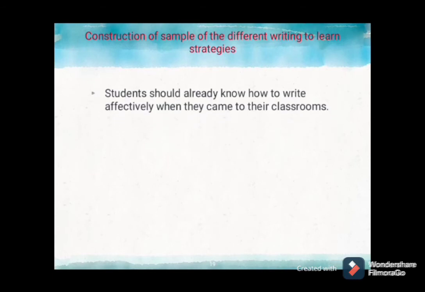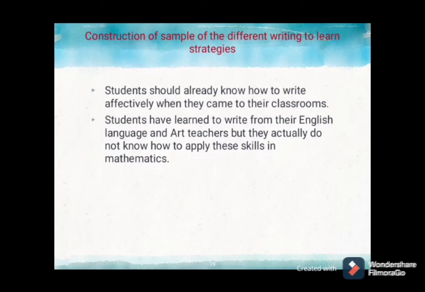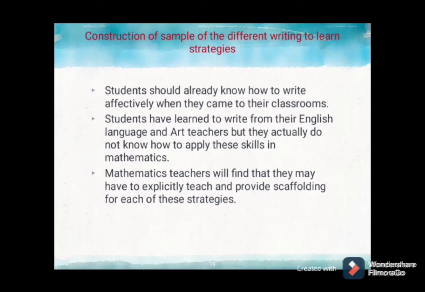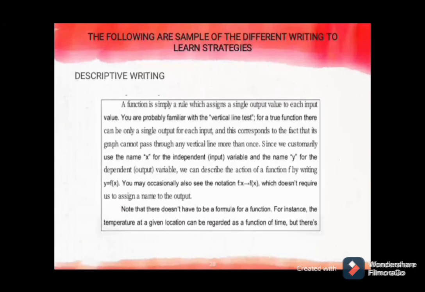Constructions of samples of the different writing to learn strategies. Students should already know how to write effectively when they come to their classrooms. Students have learned to write from their English language arts teachers, but they actually do not know how to apply these skills in mathematics. Therefore, mathematics teachers will find that they may have to explicitly teach and provide scaffolding for these strategies. The following are samples of the different writing to learn strategies.